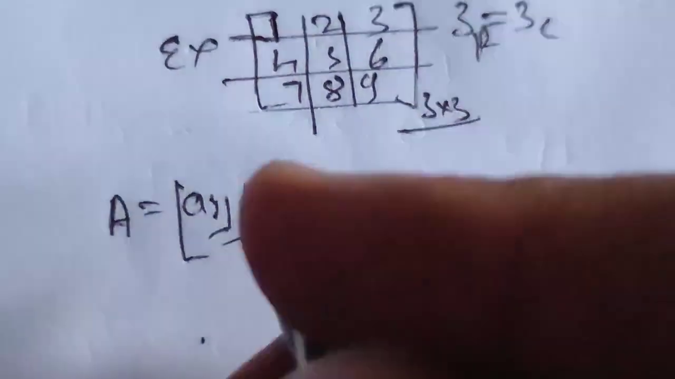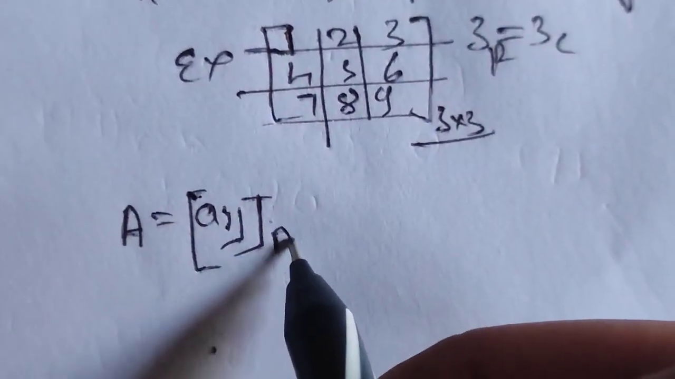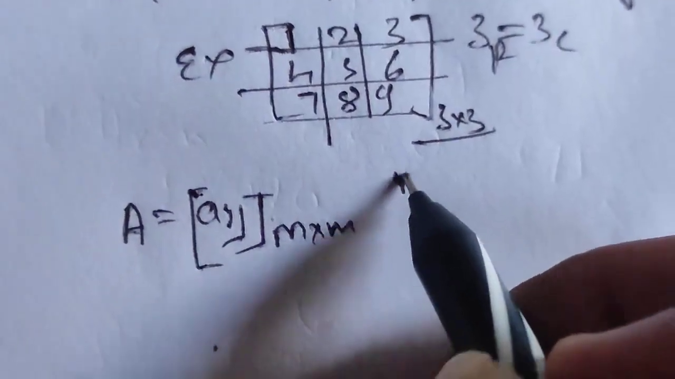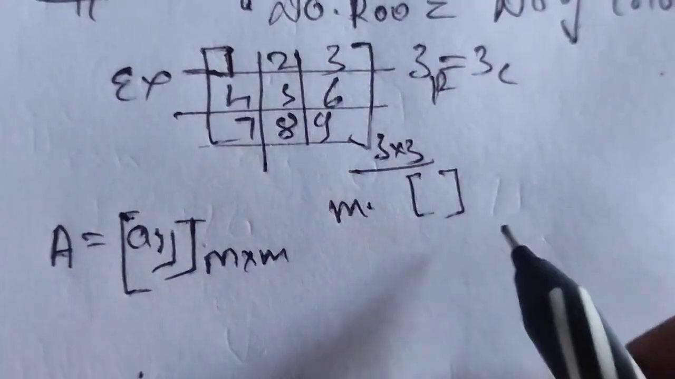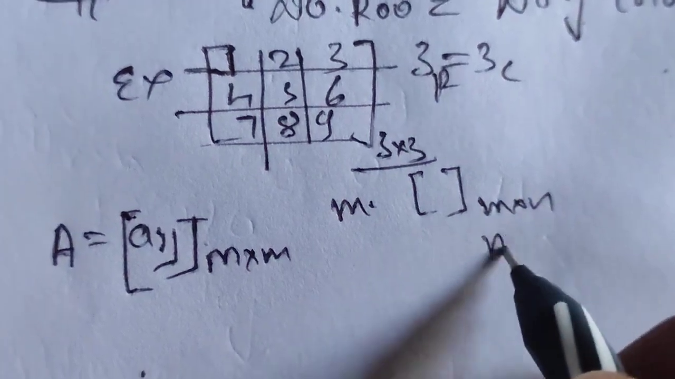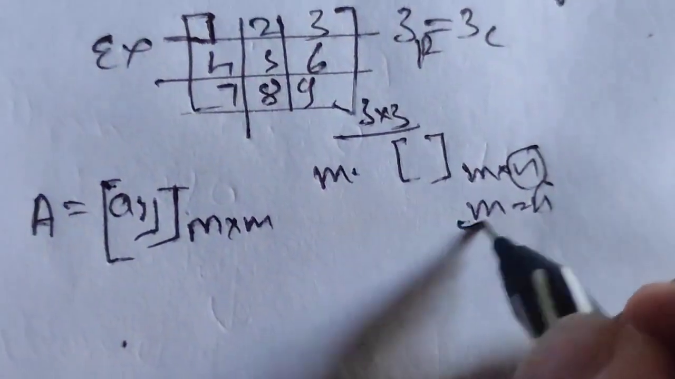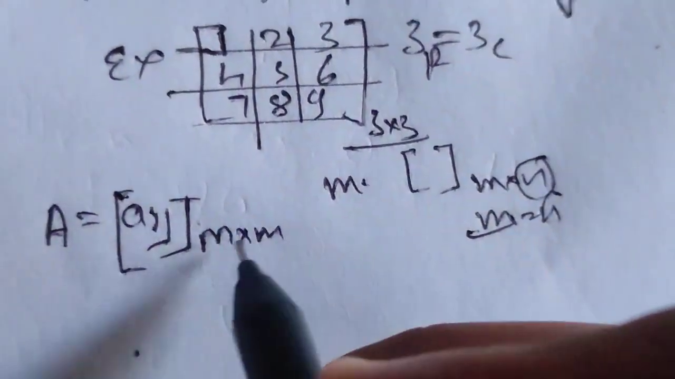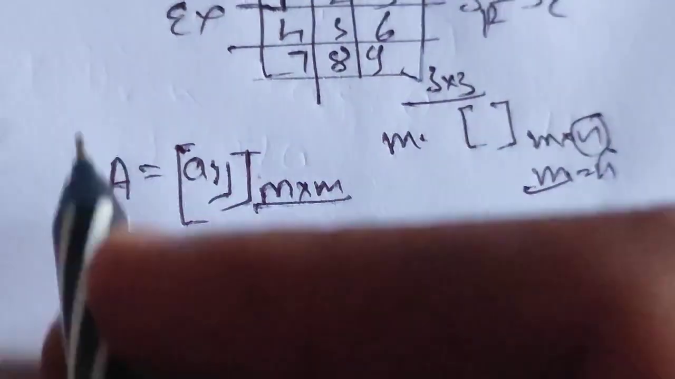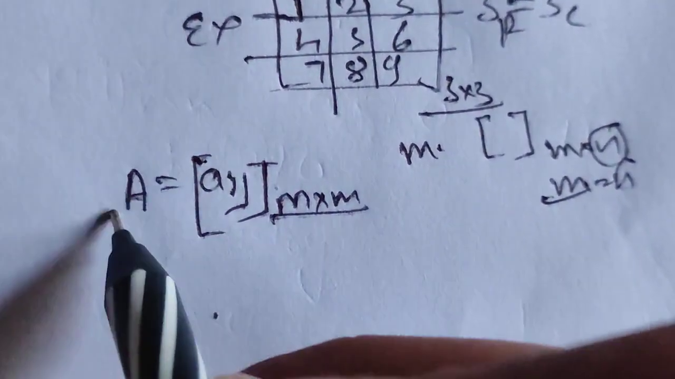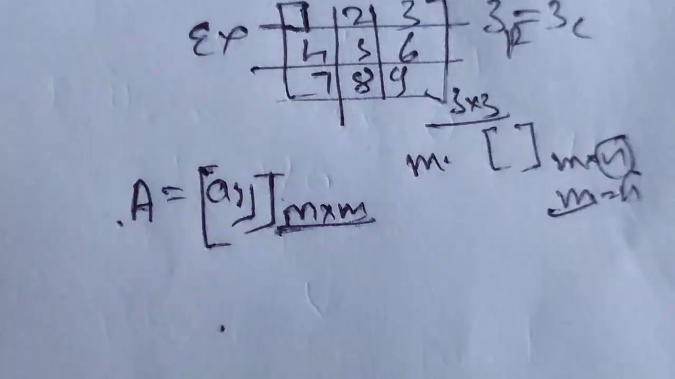This is our matrix. Now, generally any matrix is written in the form M cross N. So if M is equal to N, we call it M cross M, or say N cross N. Overall, this is a square matrix, a matrix whose rows and columns have the same order. This is called a square matrix.